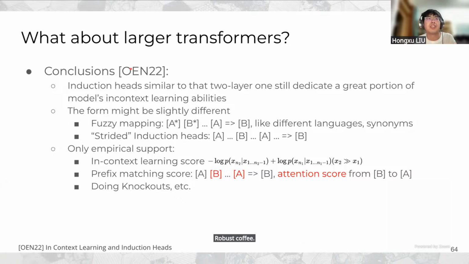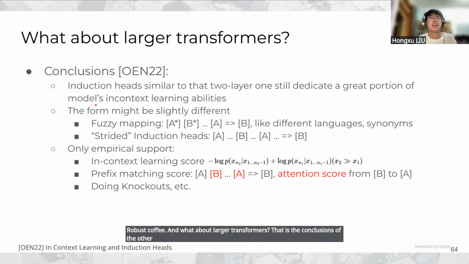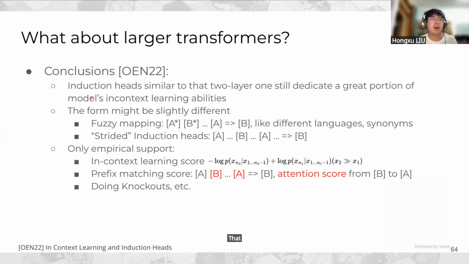And what about larger transformers? That is the conclusion of the other paper. That is, the larger transformers also have lots of induction heads. And actually, it also accounts for a great portion of the model's in-context learning abilities.